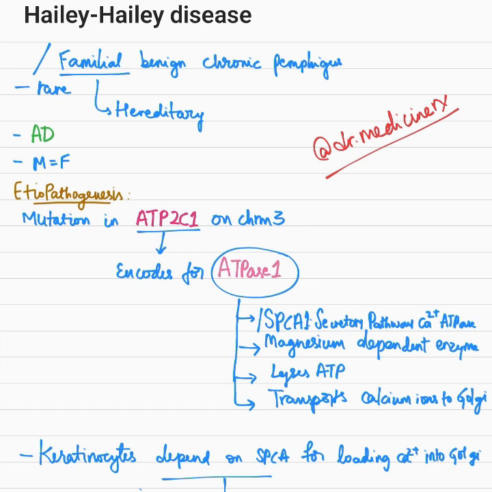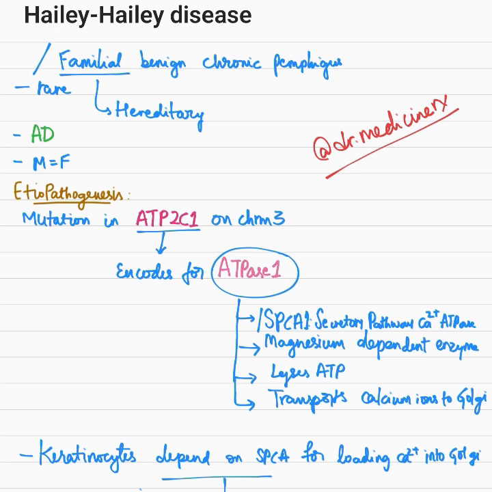So Hailey-Hailey disease is also called familial benign chronic pemphigus. Familial because it is a hereditary disorder and it is autosomal dominantly inherited, and it is a benign disorder with chronic recurrences, exacerbations and remissions. It is a blistering disorder, that's why we have added pemphigus to its name. It is a rare disorder, and both males and females are affected equally.